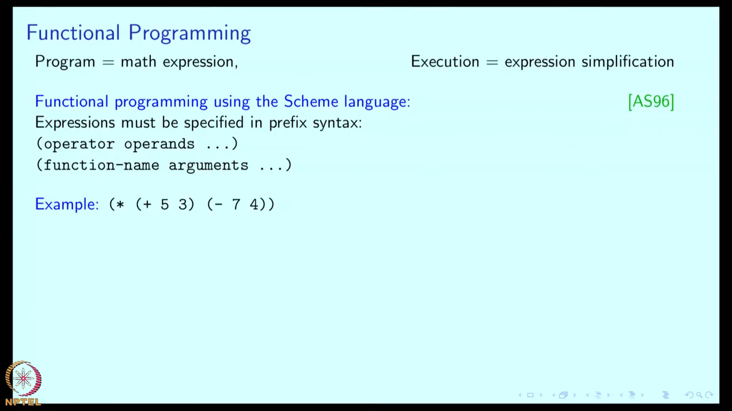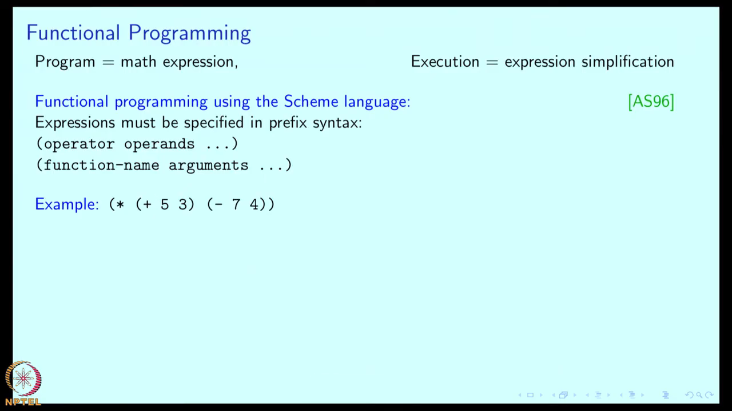So here, for example, is an expression. So this expression is to be read as sum of 5 and 3 multiplied by the difference of 7 and 4. So plus is an operator over here, and these are the operands. And the result of this and the result of this are multiplied together.